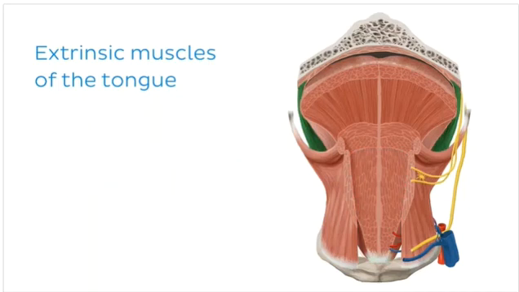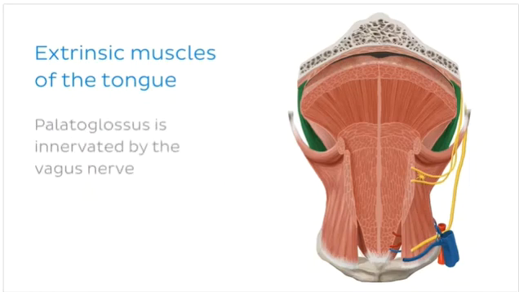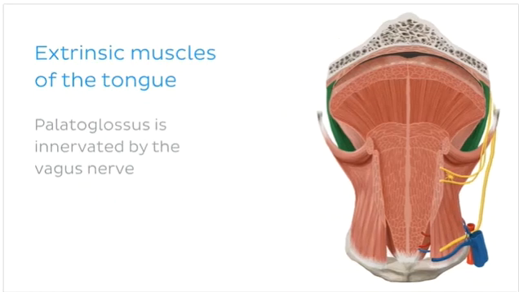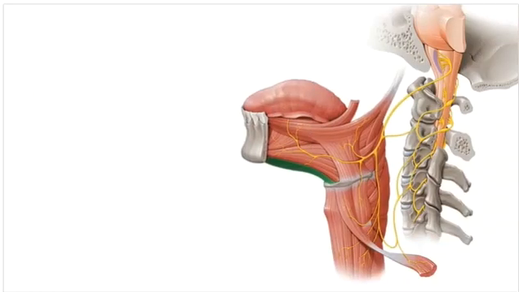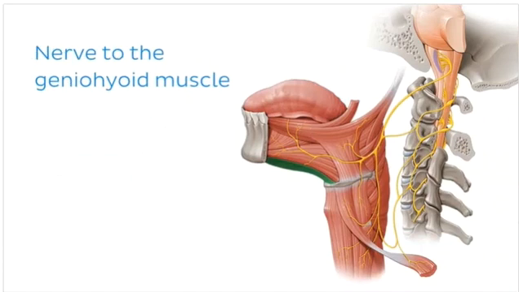It should be noted that the lingual branches of the hypoglossal nerve innervate all of these muscles except for the final one, the palatoglossus, which is innervated by the vagus nerve, also known as cranial nerve 10. So we're coming to the end of our journey with the hypoglossal nerve, but there's one last branch that I want to draw to your attention, and it's this one here, which is known as the nerve to the geniohyoid muscle, which, as you guessed, innervates the geniohyoid muscle.